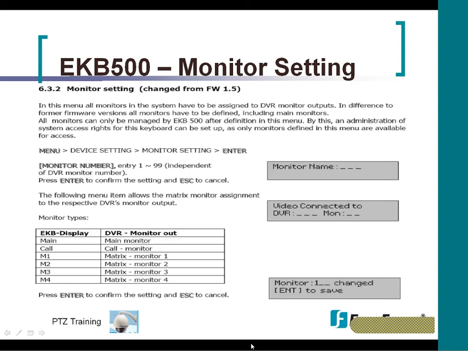You can choose the main monitor, which will be main. You can choose a call monitor, which would be call, and then you have your matrix output monitors, the spot monitors 1, 2, 3, and 4, and you could choose M1, M2, M3, or M4. For the most part, you will be using the main option, and that's for the main monitor. Now, once you have defined those two, it's going to tell you monitor number has changed. Enter to save. Now, again, if you are using multiple monitors and multiple DVRs, you would simply go down the line for DVR2, name monitor name 2, and then it's connected to DVR2, and the monitor would be main, and so on and so forth.